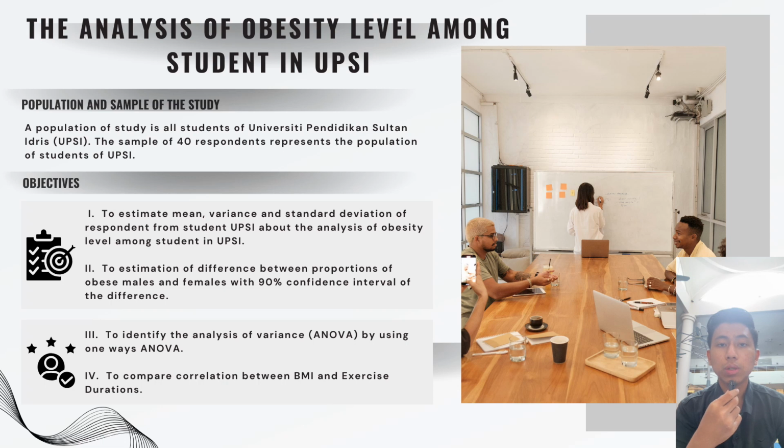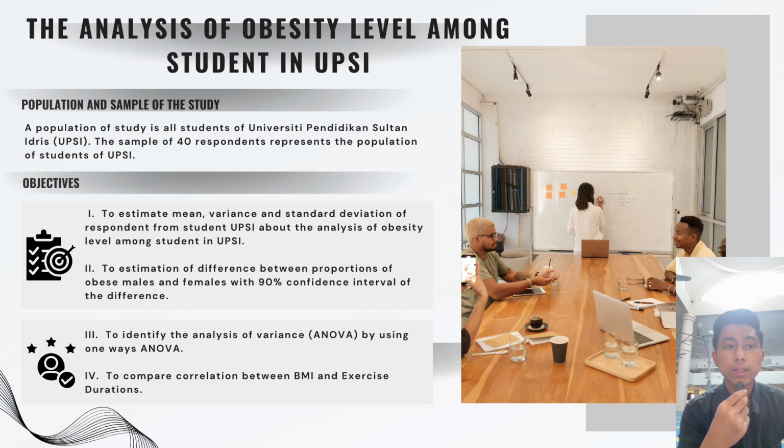The population and sample of study: we aim at all students from Universiti Pendidikan Sultan Idris, but we only take 40 samples of respondents. And as for the objectives, there are 4 objectives that we aim. The first one is to estimate mean, variance, and standard deviations of respondents from students UPSI about the analysis of obesity level among the students in UPSI.